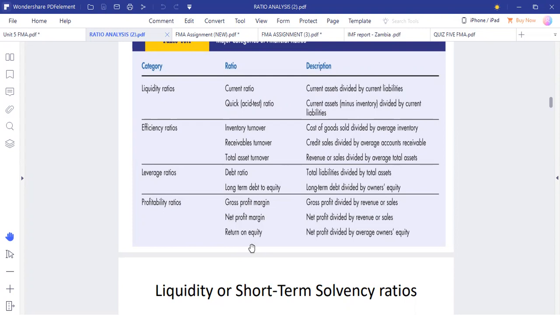So in this case, we have four or five ratios. We have the net profit margin, the gross profit margin, the return on equity, the return on capital employed, and the return on assets. So all these fall under profitability ratios. The gross profit margin is simply given by the gross profit divided by the sales or revenues. The net profit margin, which is also called the operating profit percentage or margin, is simply given by the net profit over the sales. And finally, the return on equity is simply the net profit divided by the average equity.